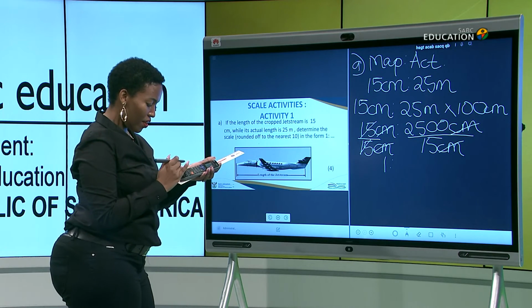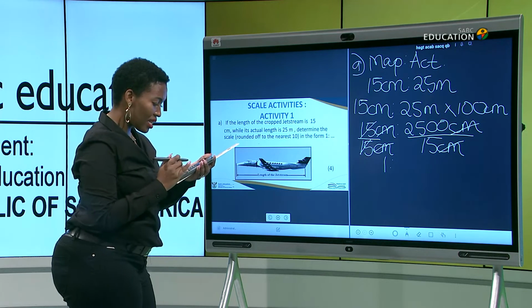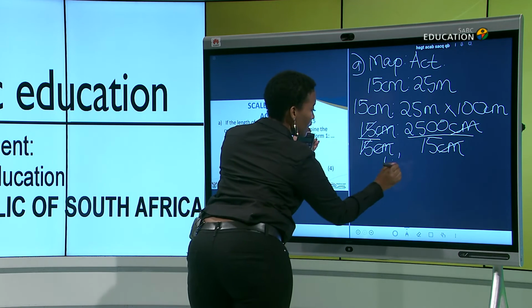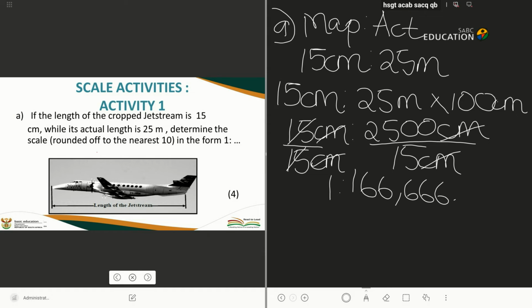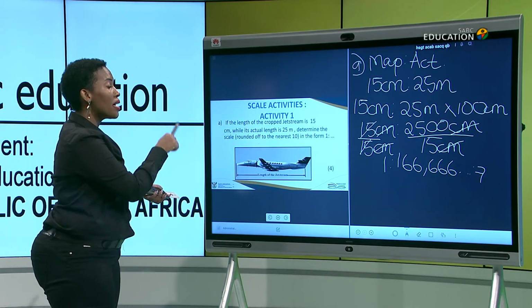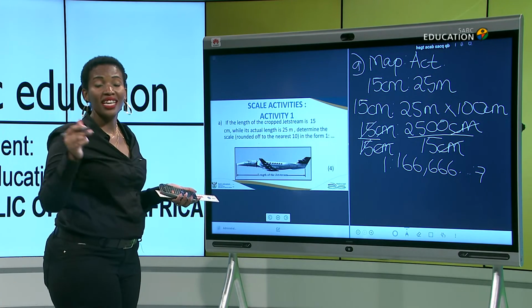2,500 divided by 15. The answer is 166.666, it's actually a recurring. So the scale is 1 is to 166,667. Is our scale in its simplest form? Yes. But did we follow all the instructions? They said our answer must be rounded off to the nearest 10.